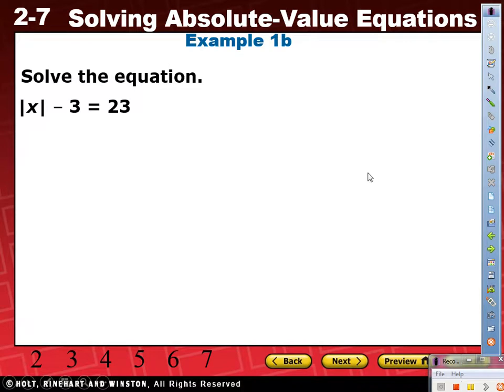Example 1B. It says, solve the equation: absolute value of x minus 3 equals 23.